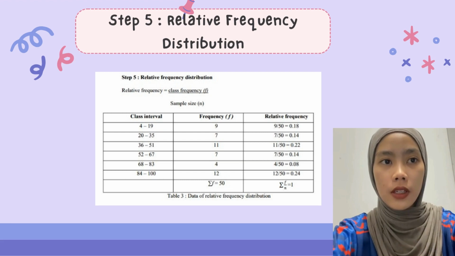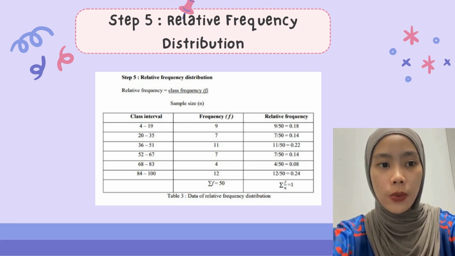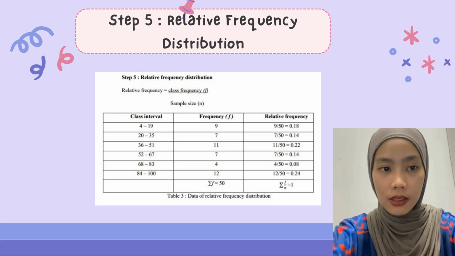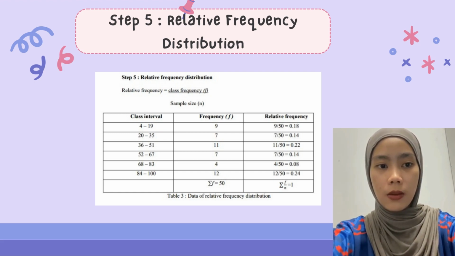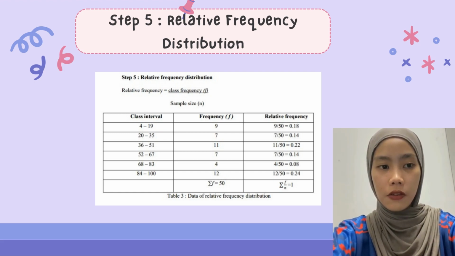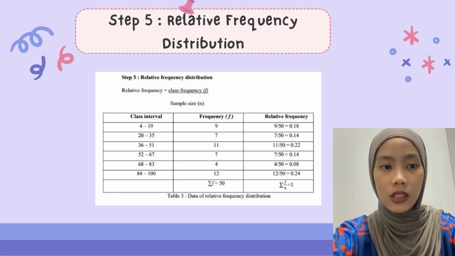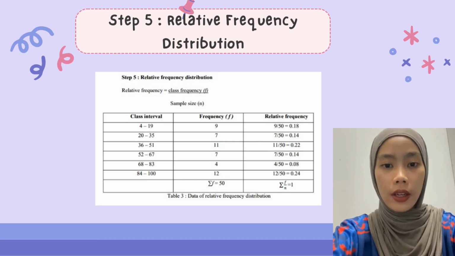Step 5 is the relative frequency distribution. To find the relative frequency of a class, the data needs to divide the frequency by the sample size n. So this is the formula: relative frequency equals class frequency divided by sample size. So for the data in the frequency table, the total relative frequency is also 1.